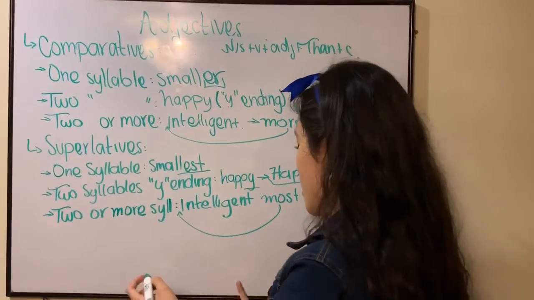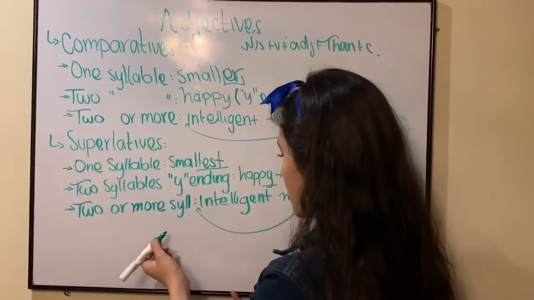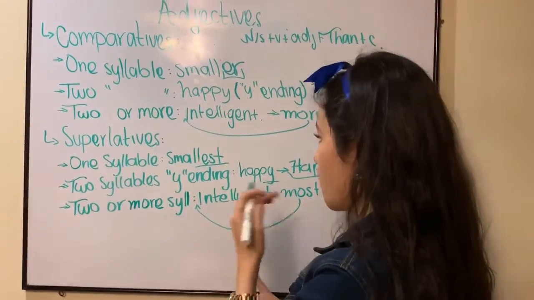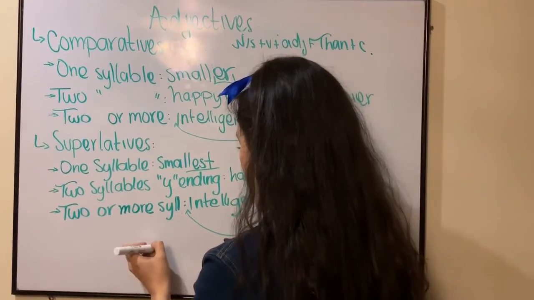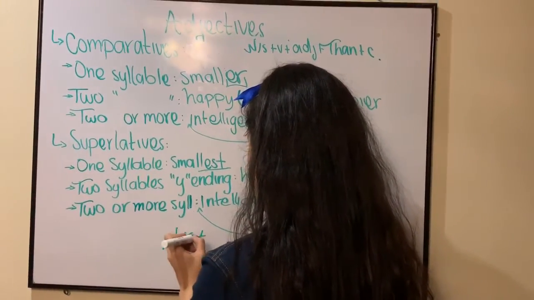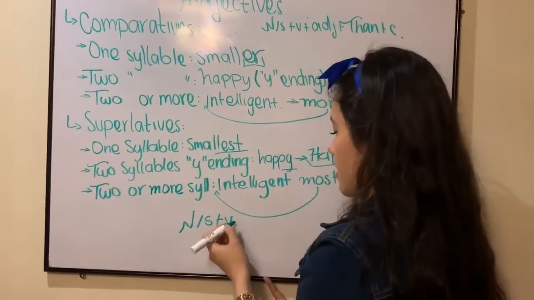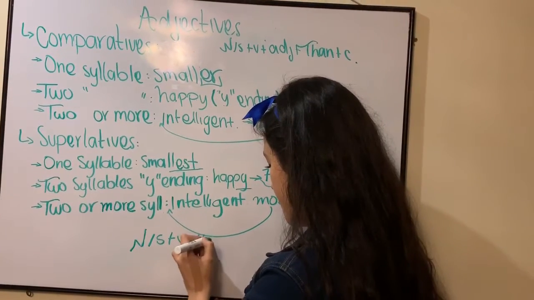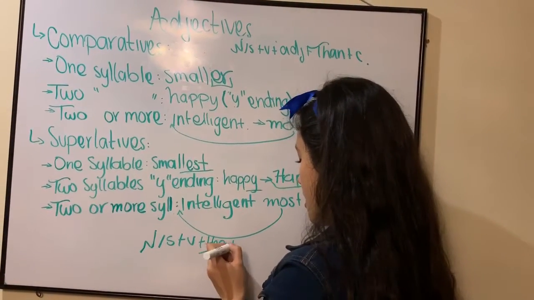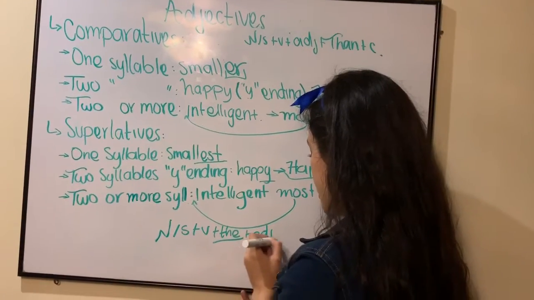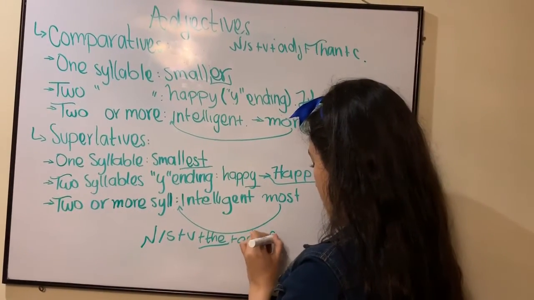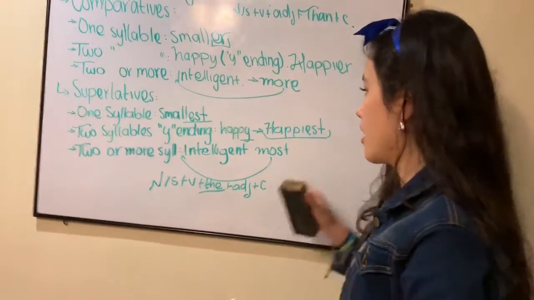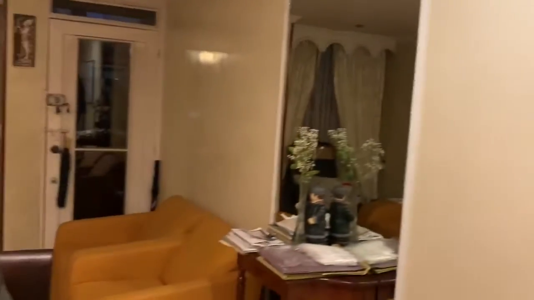Here you have to take into account that in superlatives you always use the before the adjective. For example, a noun or subject, the verb, present or past, anyone, then the, always the, adjective, and complement. Have you got any question? No. Can you please help me with three examples of superlatives?